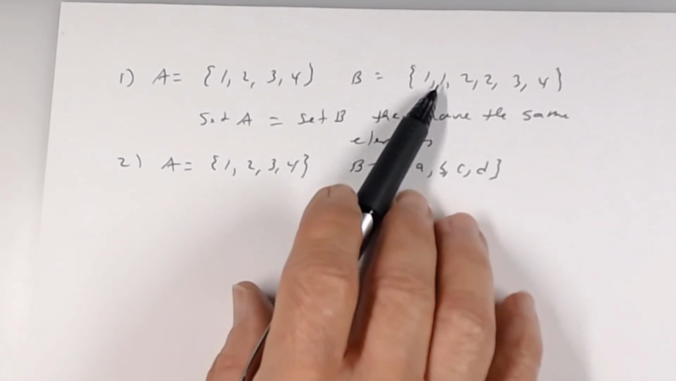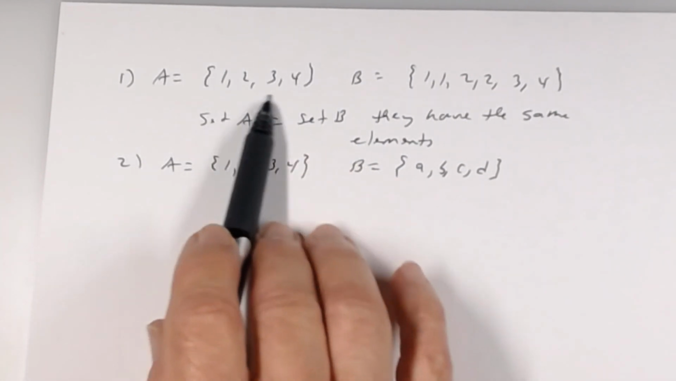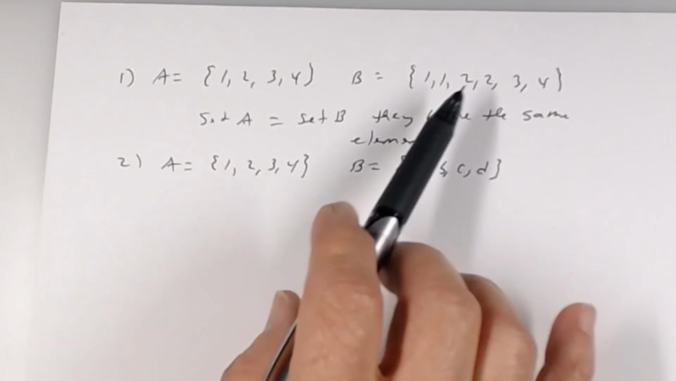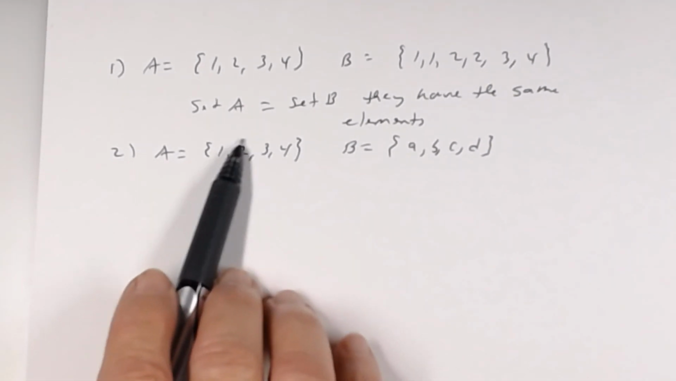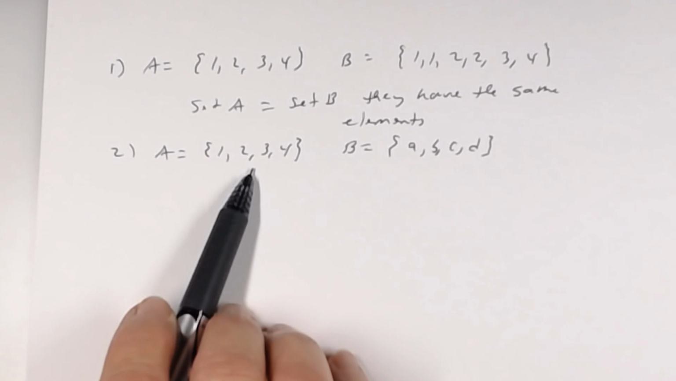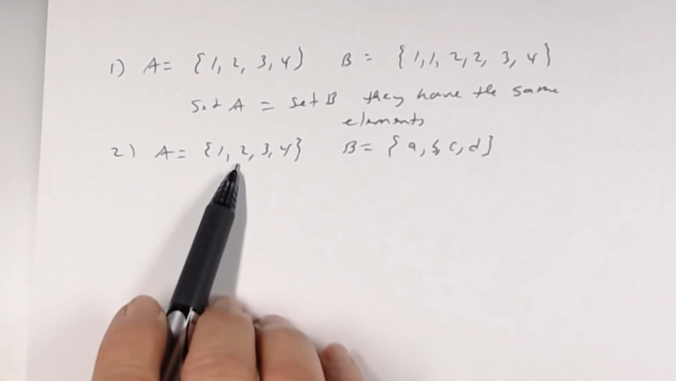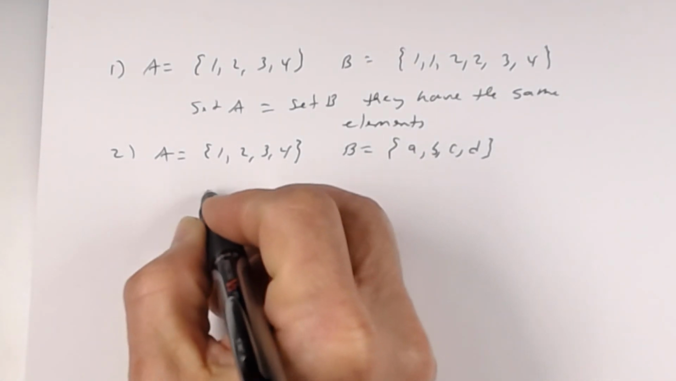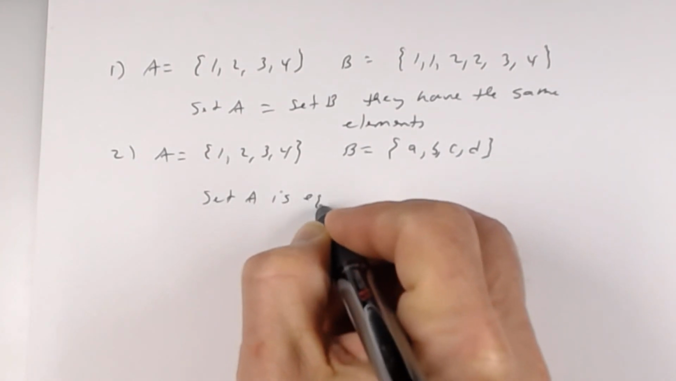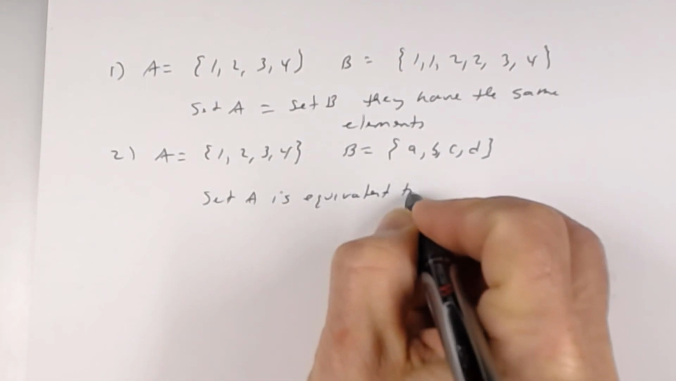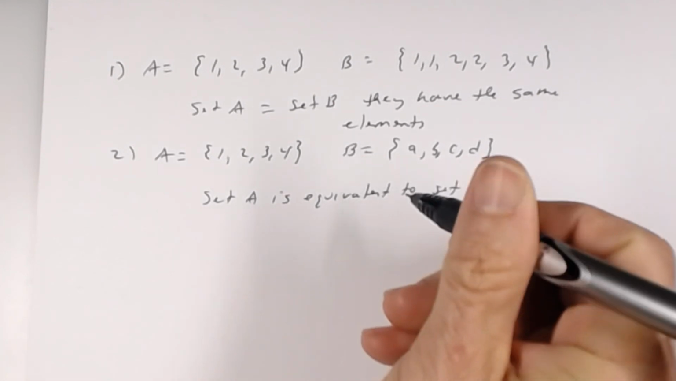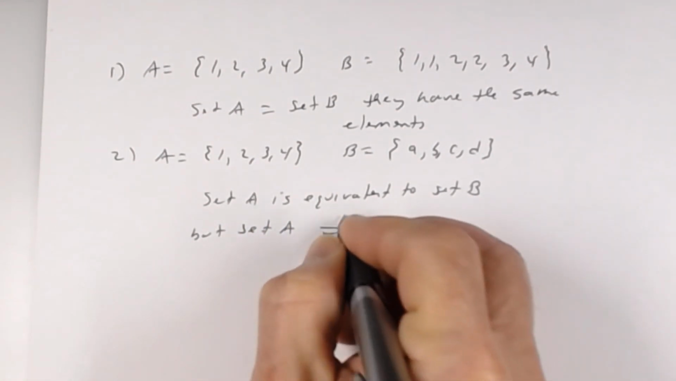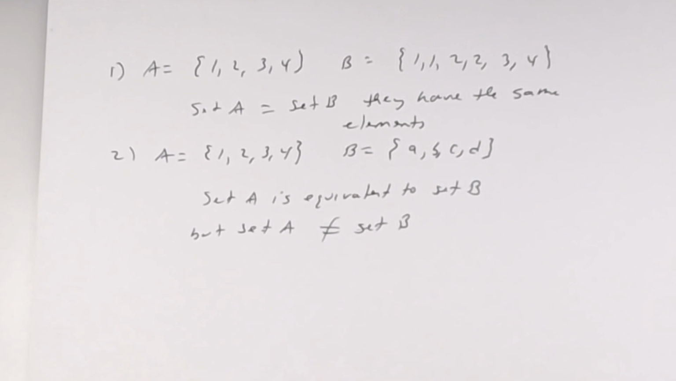Now, the fact that they're equal makes them equivalent, because what's the cardinal number here? 4. What's the cardinal number here? 4. Over here, we had these two sets, so this set has what cardinal number? 4. What's the cardinal number of this set? 4. So those two sets are equivalent, right? So set A is equivalent to set B. But are they equal? No. Set A is not equal to set B. Okay?